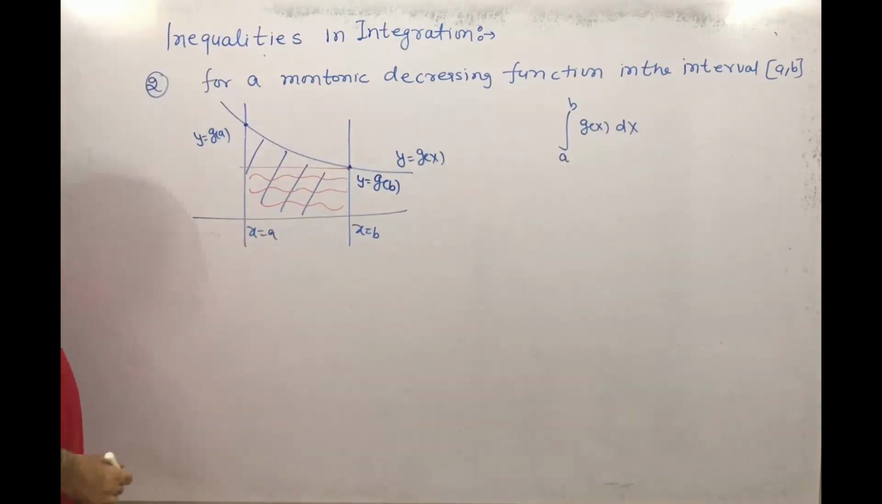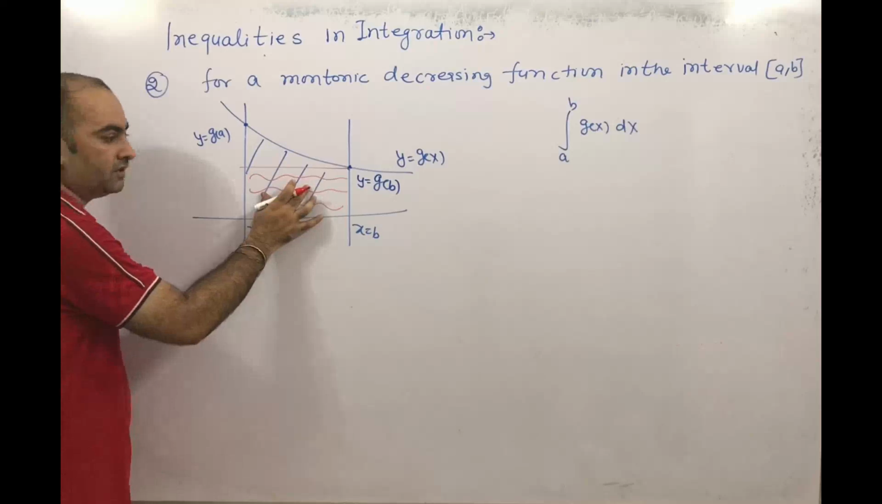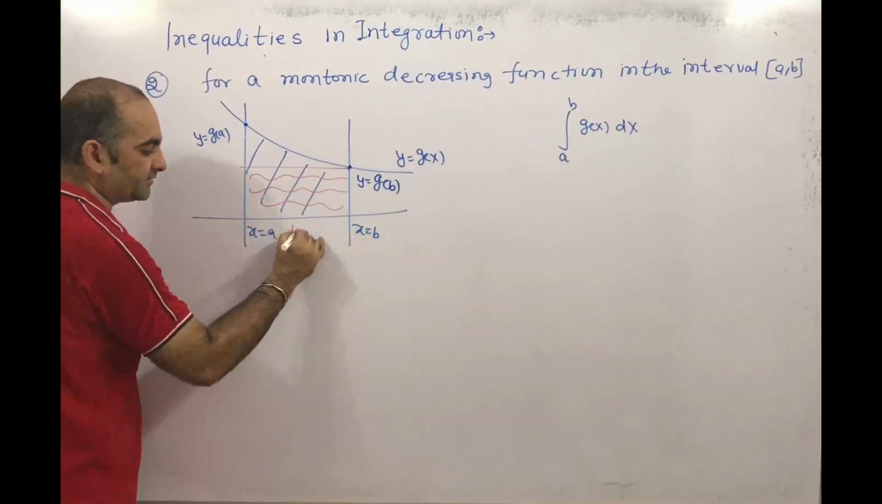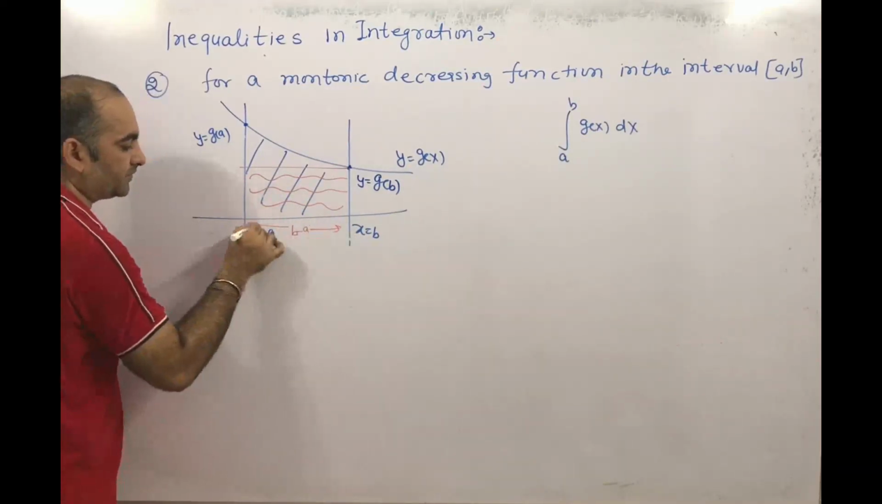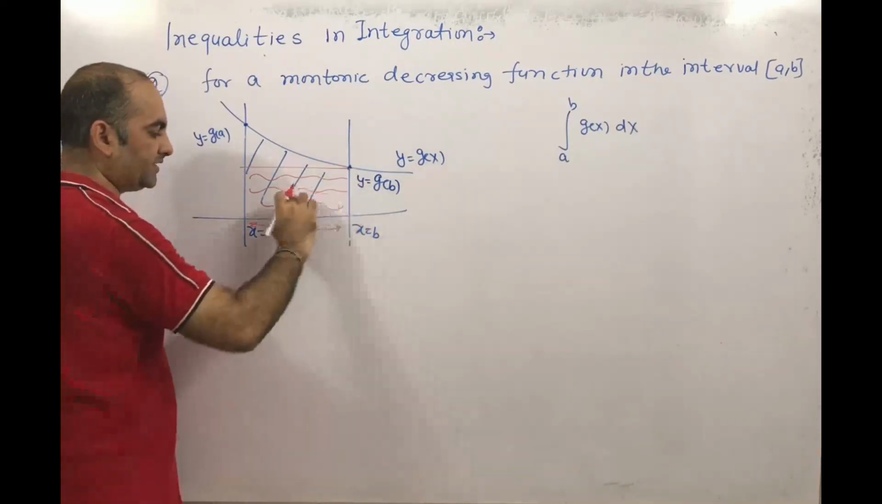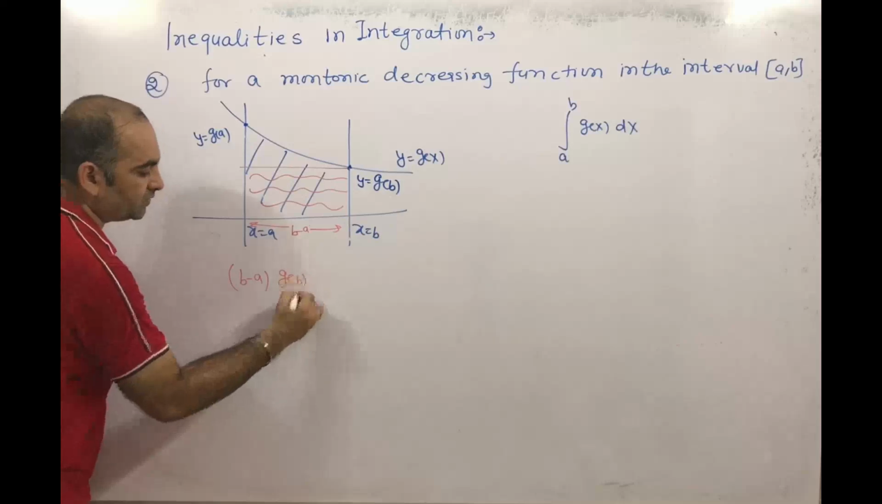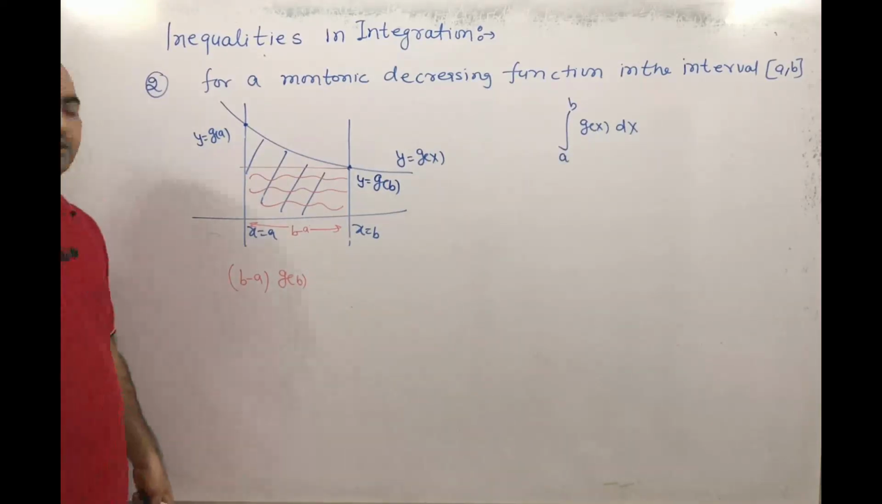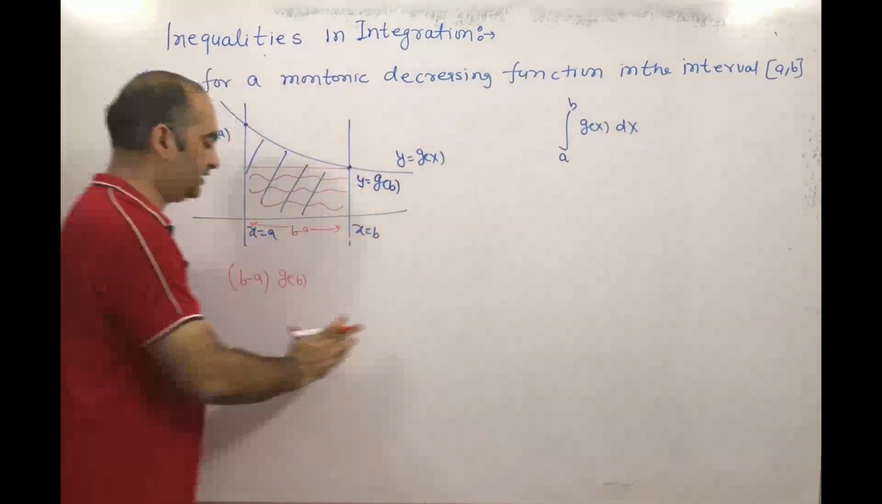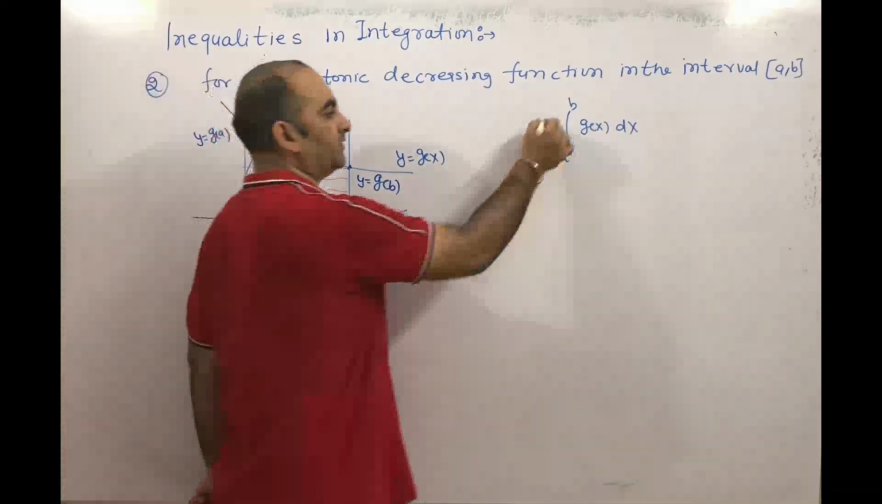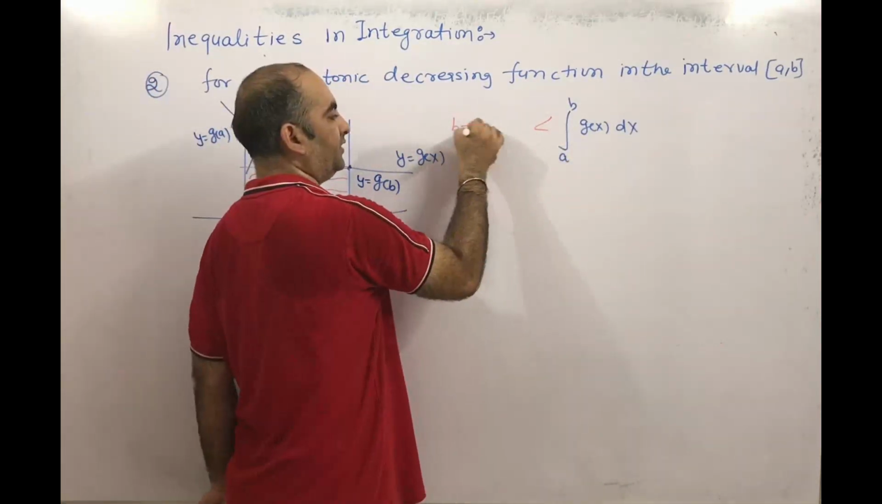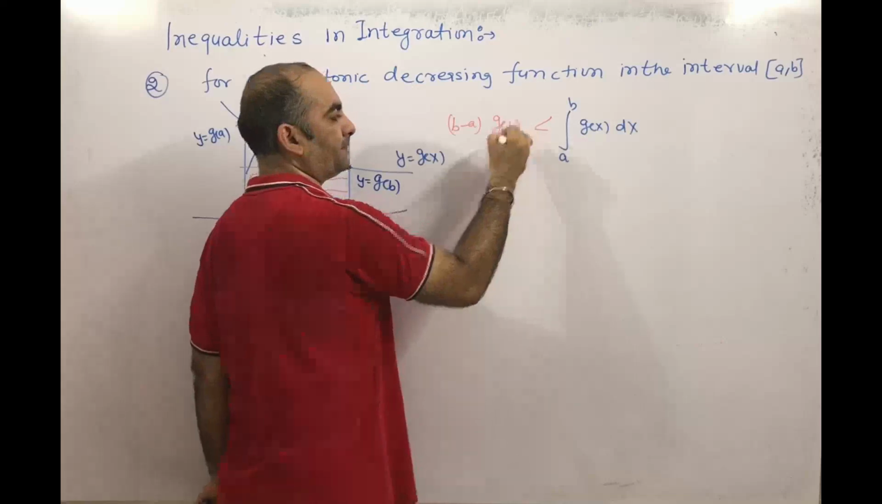So the area of this one, what will come? See, this is a rectangle, so here the width is b minus a, and what is the height? This one. So the area will come as (b minus a) into g of b. From the diagram we can see that this value will be greater than this one. So we can see that this one is greater than (b minus a) into g of b.